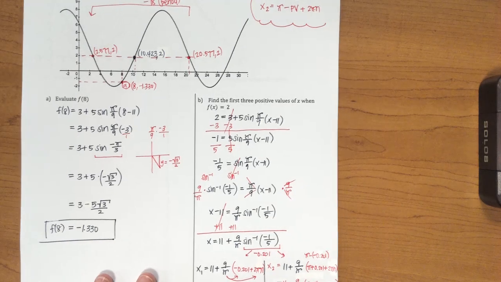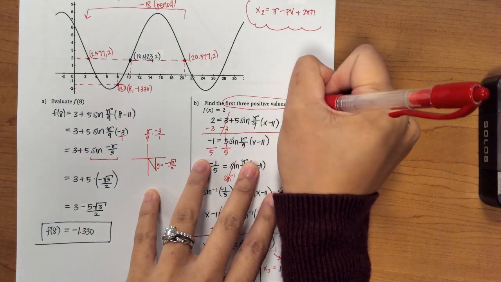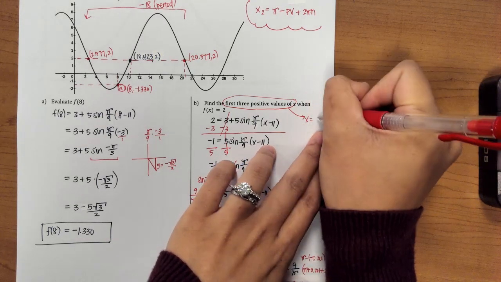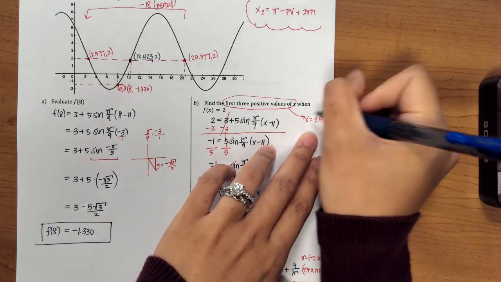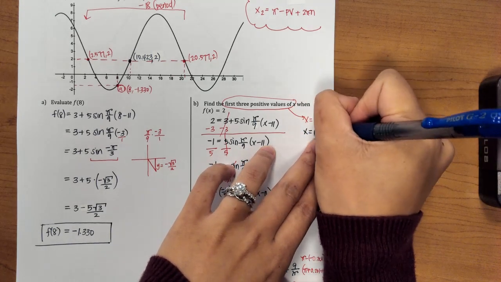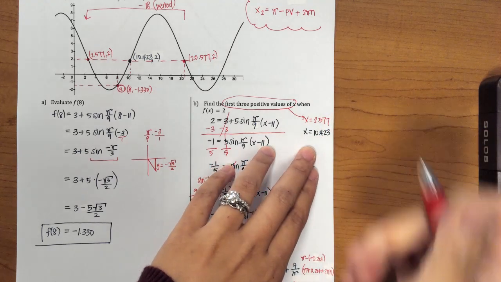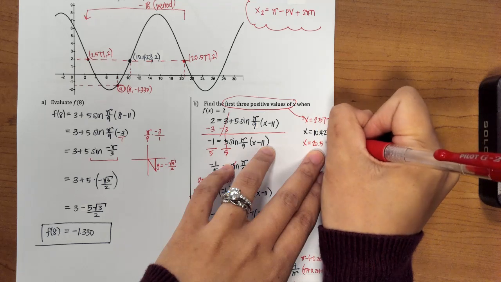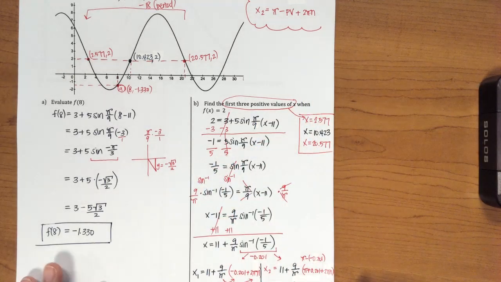So let's write my final answer, because that's important. My second x value was 10.423. My third value was 20.577.